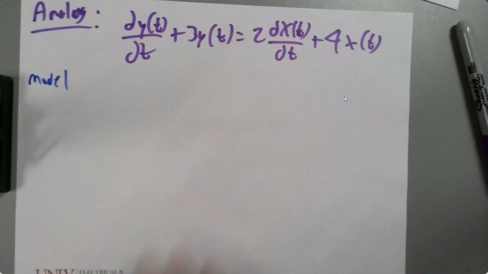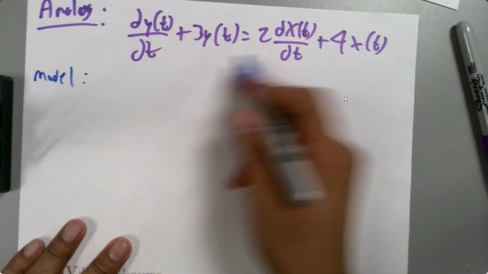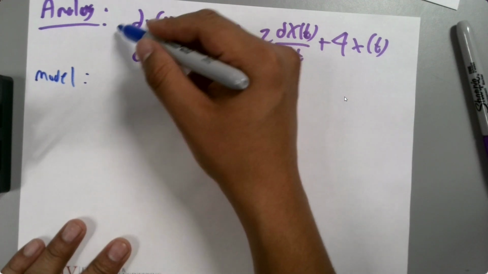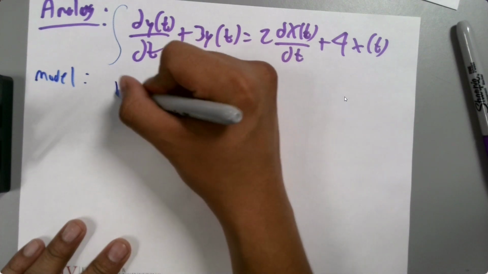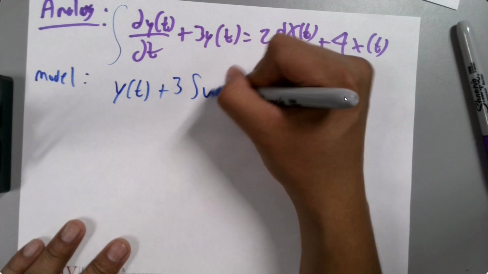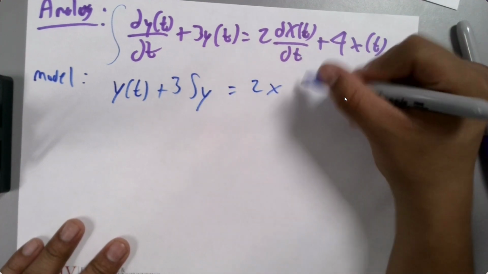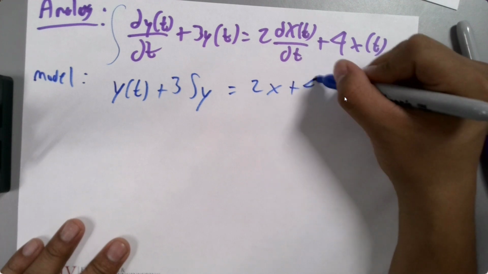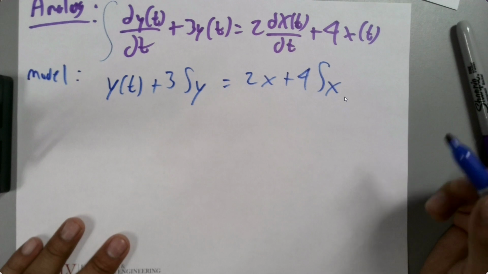Gotta tell me about that model. So what I'm going to do is turn this into its integral version. All I'm going to do is just integrate the entire thing. If I do this, I get y of t plus 3 integral of y is equal to 2x plus 4 integral of x. Okay, right? This is just a model.